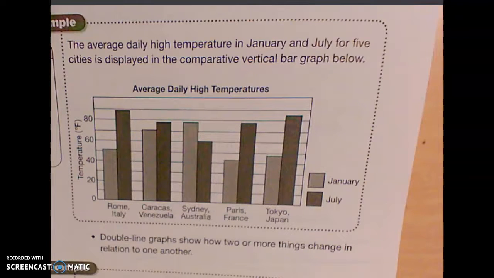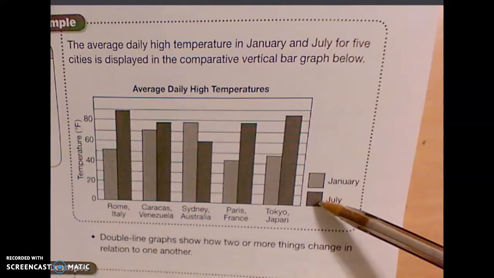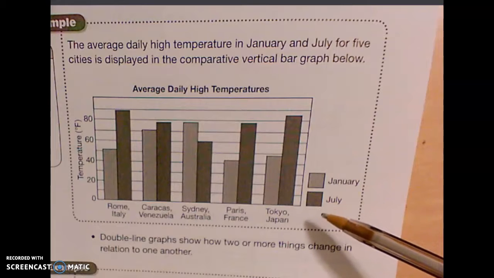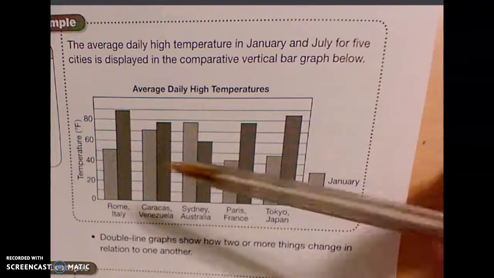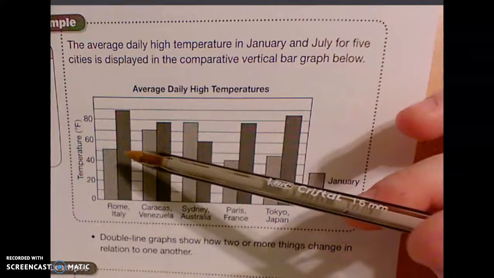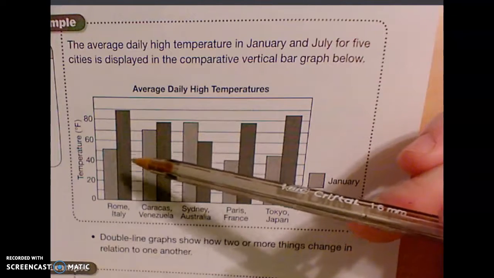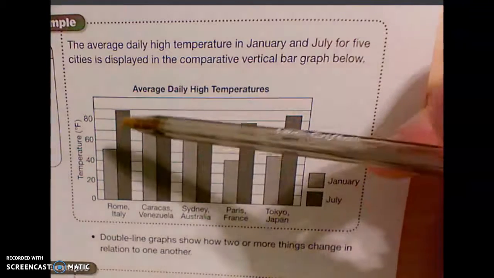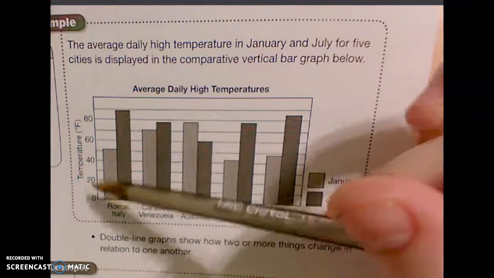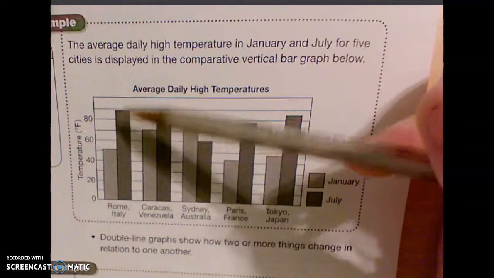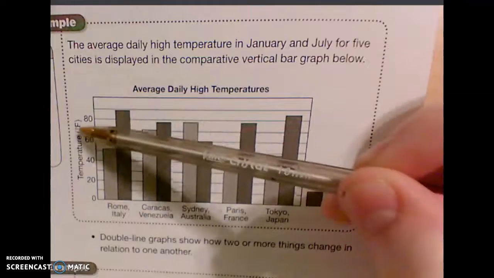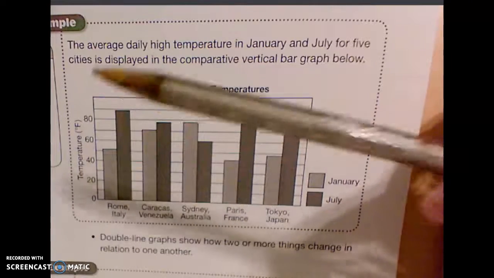In what city was the average July high temperature highest? So we're going to look at the darker colored bars here. And the tallest dark blue bar appears where? Right here, above Rome, Italy. The average July high temperature is about, we look here, going 2, 4, 6, 8. So that's about 89 degrees Fahrenheit in Rome. We know it is Fahrenheit because it's denoted over here.